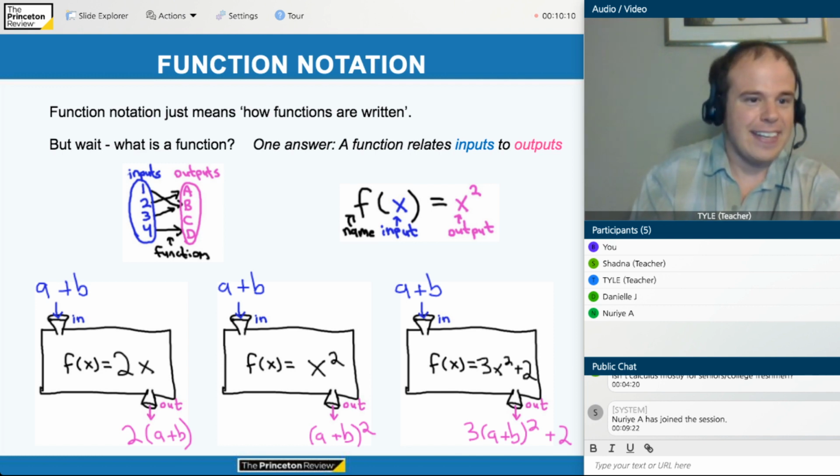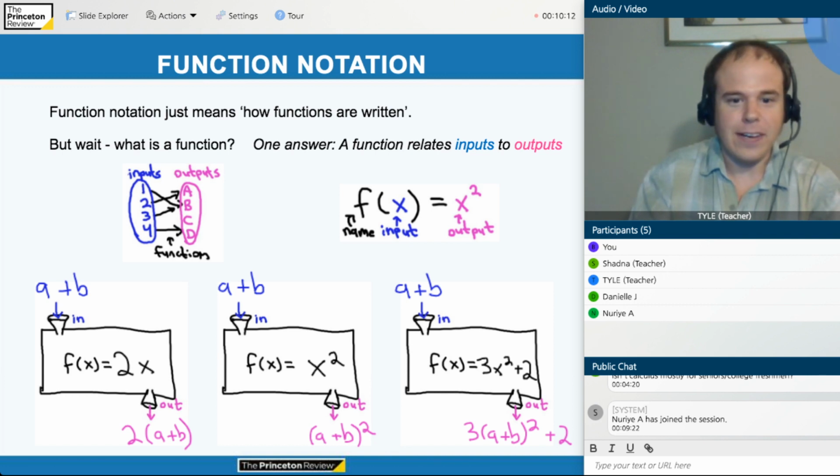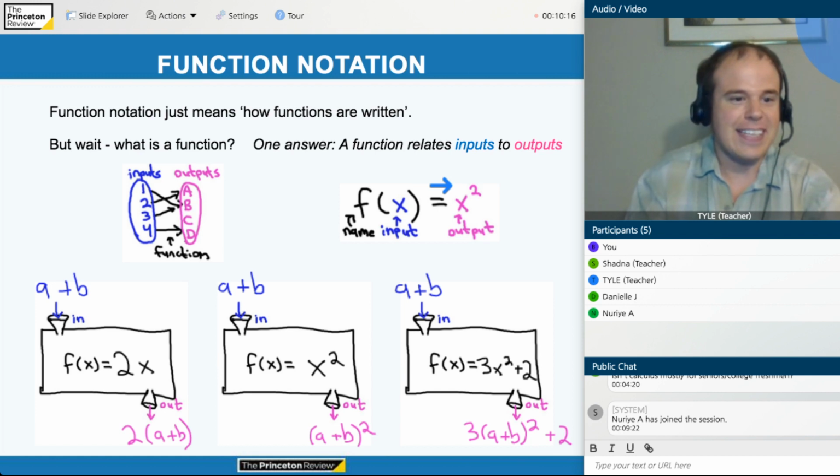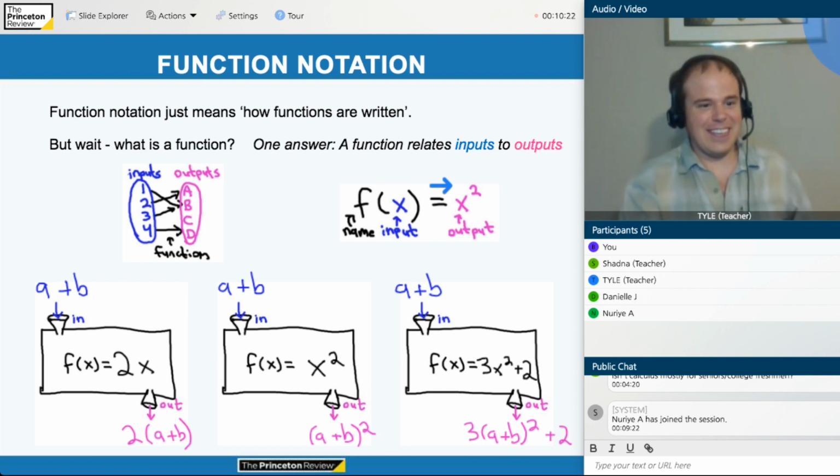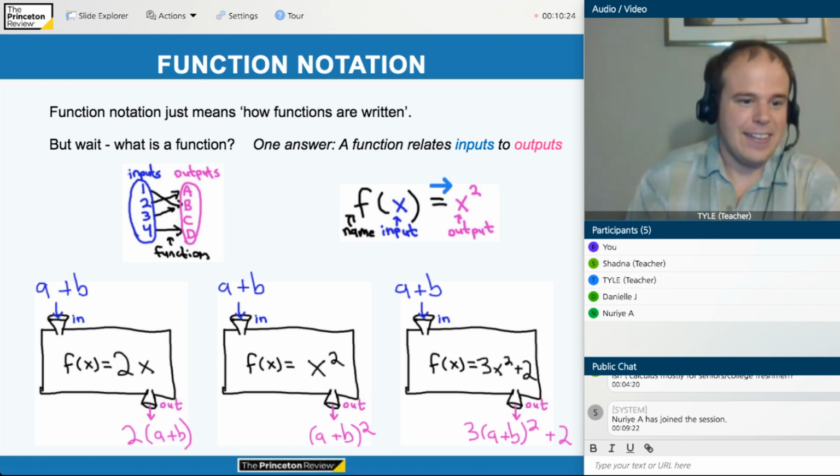Yeah. The stuff we put in here is the argument. We apply some rule to it, and it gives us some output. And you can visualize it with these Dr. Seuss-like machines that I've drawn. Okay. So that's great. That's what functions are, and that's how we deal with function notation.